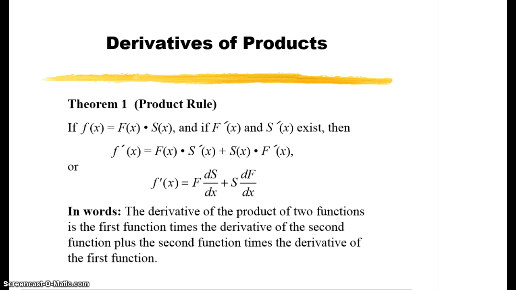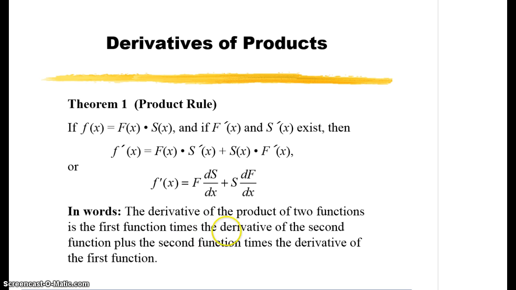So if you have a function little f, which can be written as the product of two other functions, capital F and S, and if the derivatives of those other two functions, capital F prime and S prime, exist, then the derivative of our function, little f, is simply the first function f times the derivative of the second plus the second times the derivative of the first. That's why we label it f and s. This stands for first and second. In other words, the derivative of a product of two functions is the first times the derivative of the second plus the second times the derivative of the first.